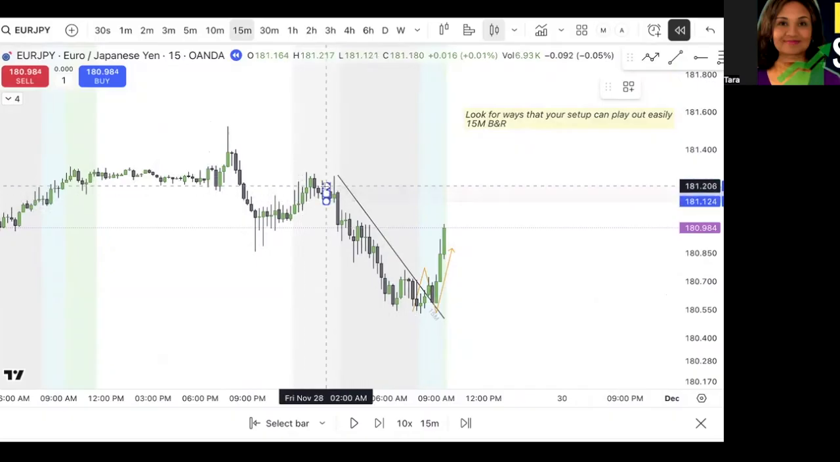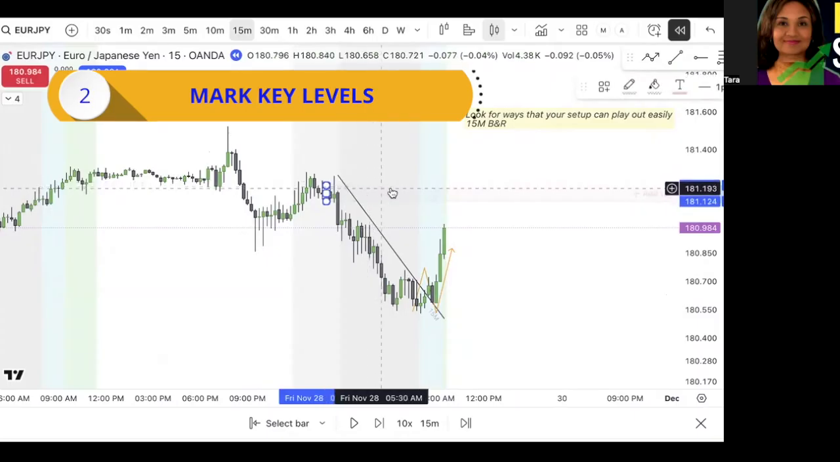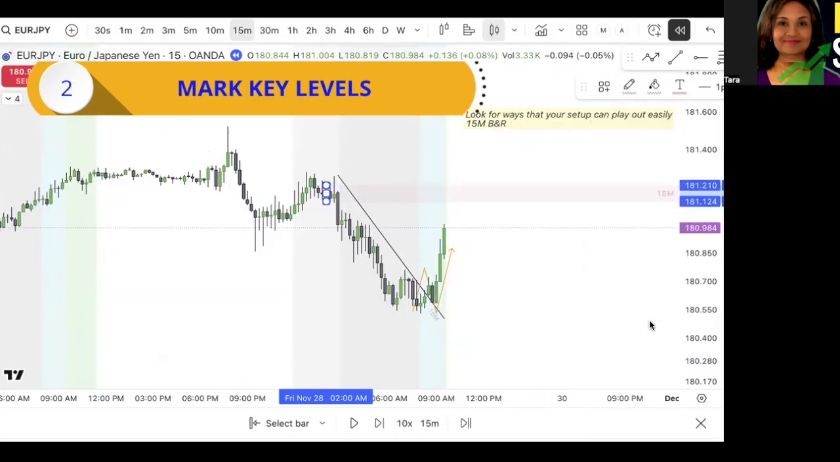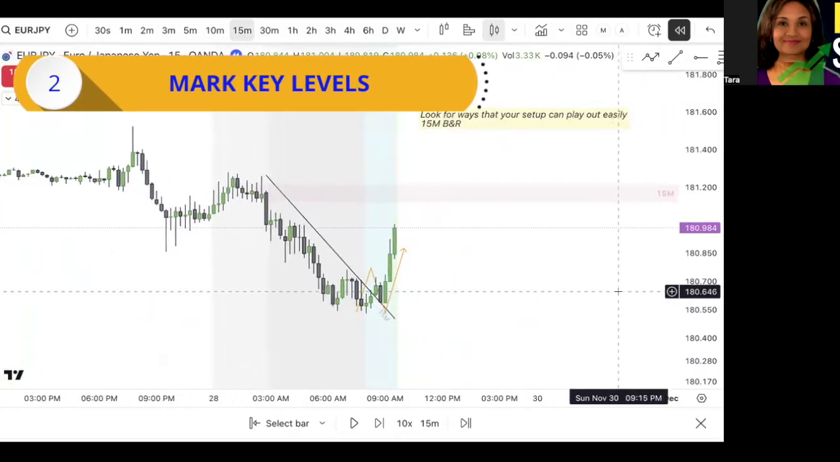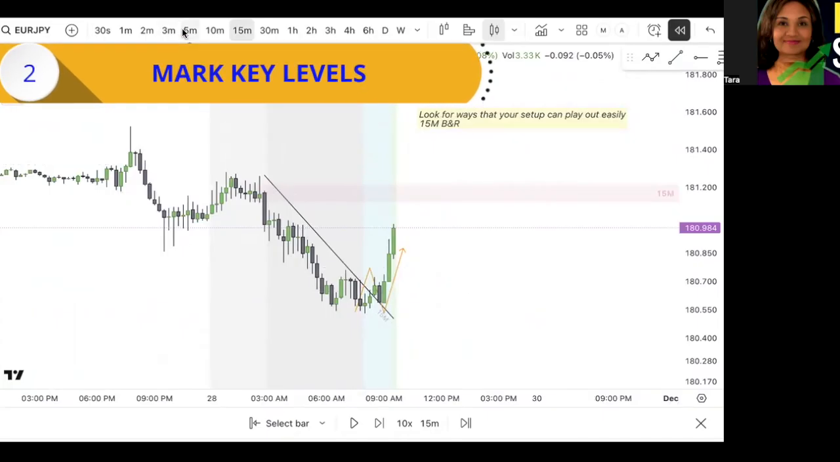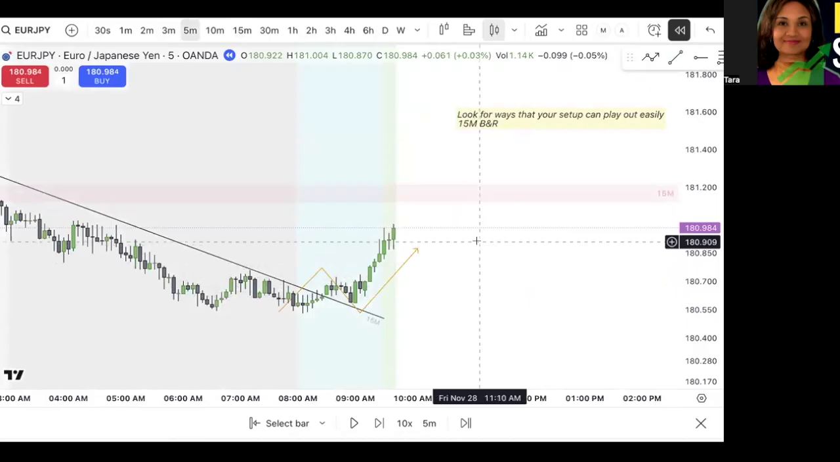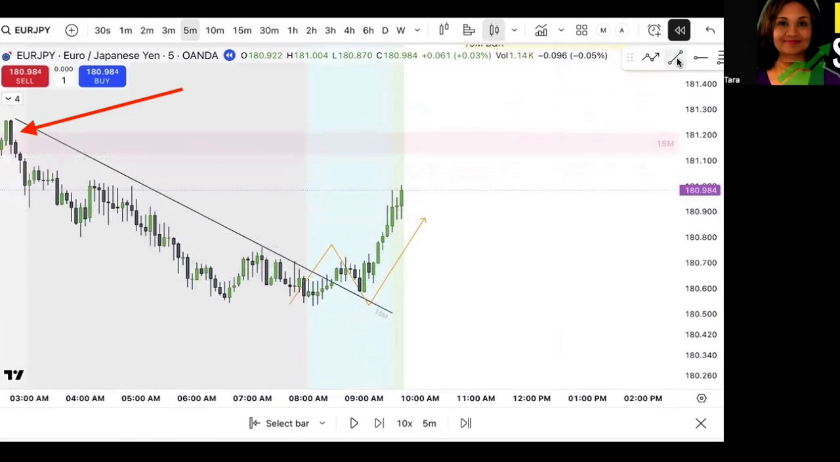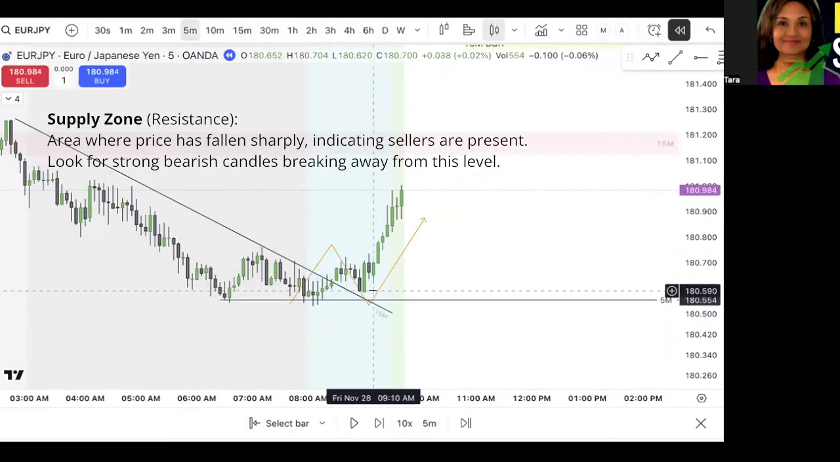So what we'll do next is find our supply area. And we know that price left this area earlier that evening during the overnight hours, and so we'll go ahead and mark that up on the 15-minute time frame. And if we go down to the lower time frame, the 5-minute time frame, we can see that there is a large push away from this area on the 5-minute. So we've got our 3 bars there that pushed away from the supply zone. And our definition is an area where price has fallen sharply, indicating that sellers are present.